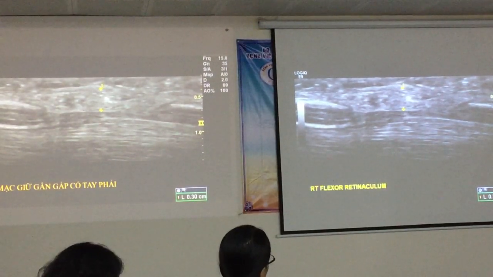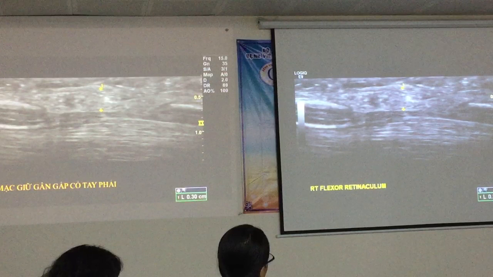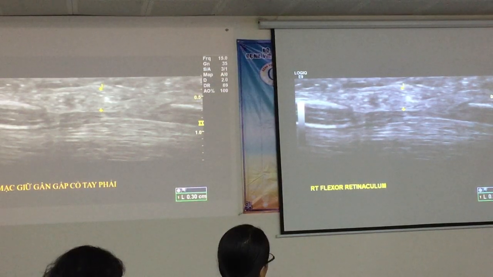Because there's a number of cases whereby we've done the imaging and the nerve looks normal. The patient has then gone on to have a nerve conduction test and it has proven that there is carpal tunnel syndrome.